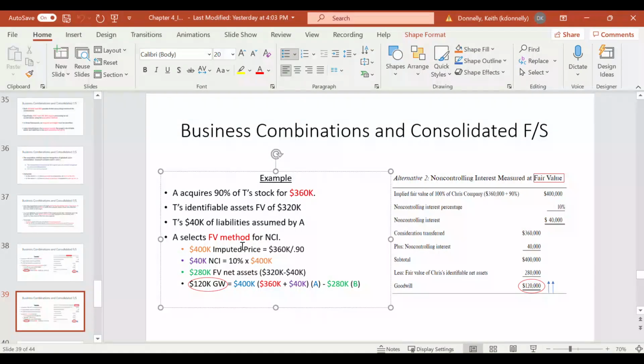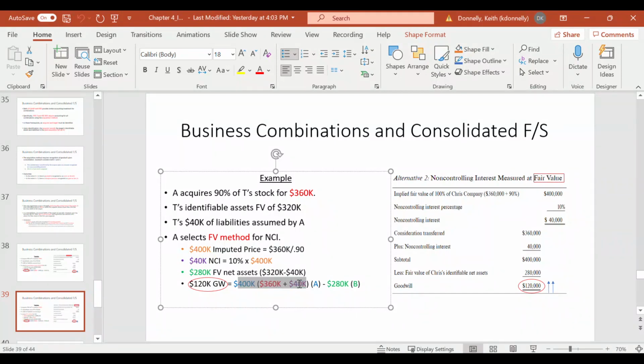The first thing we do here is impute a total value of the business. So if we paid 360, and we got 90% of it, we're going to impute a 400K total valuation of the company. We got 90%, meaning there's a 10% NCI here. So 10% of the 400 is going to be 40K.